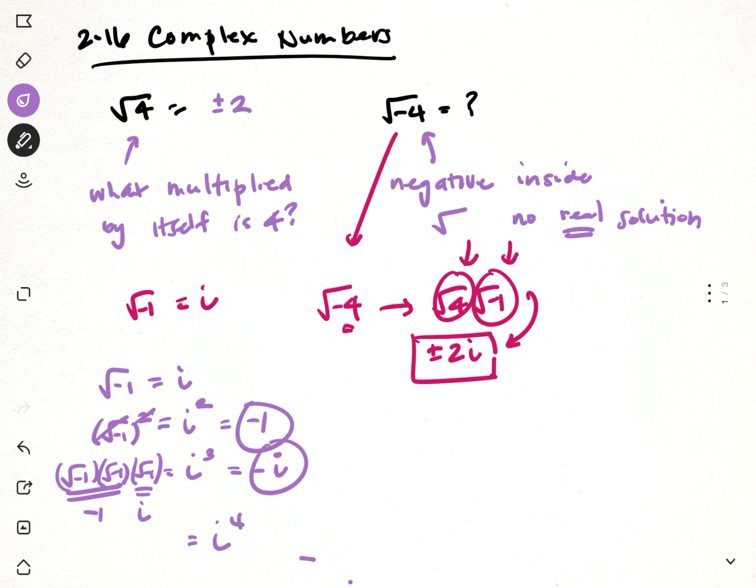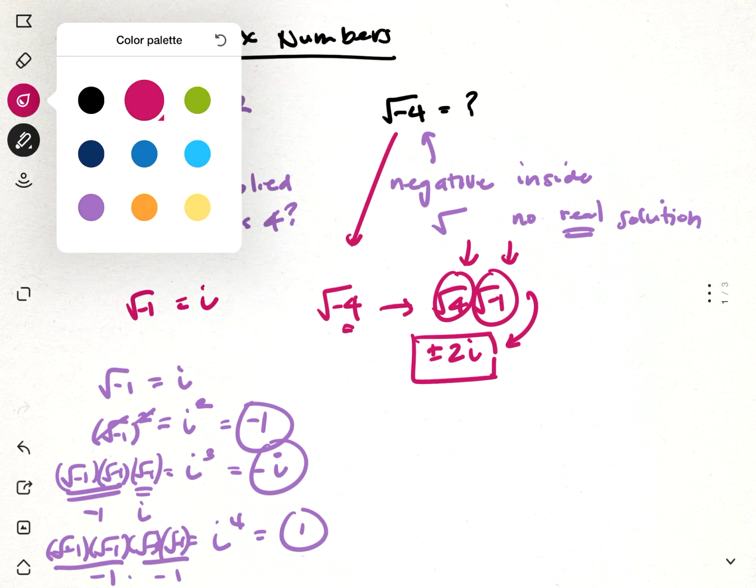Now if we do i to the fourth, we have the square root of negative 1 four times. I'm running out of room. That's i squared again, and i squared is negative 1. That second one is also going to be i squared, which is negative 1. Negative 1 times negative 1 is 1. So we kind of see this pattern repeat itself.